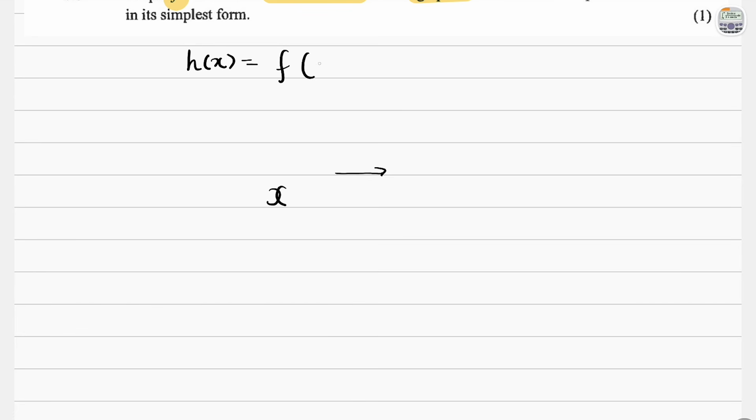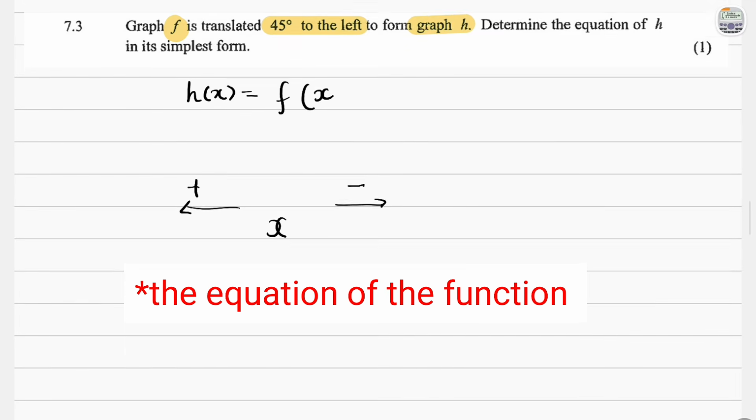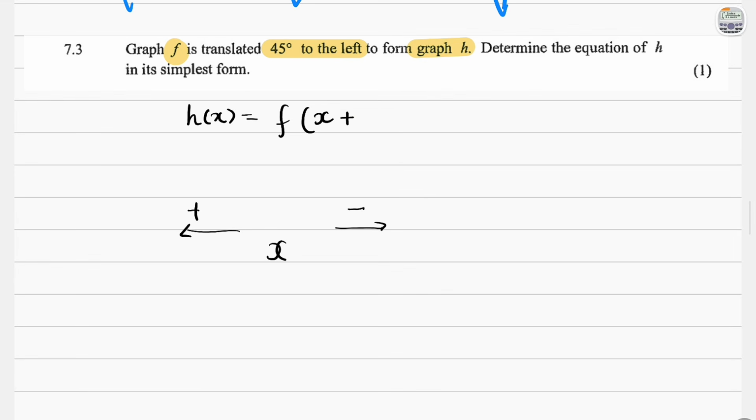And so we're going to say f of x, and then say whatever happened to all the x values of this graph. When shifting to the left, please note that you're going to say plus. So x plus whatever that shift was. If it's moving to the right, you're going to say minus. This applies when you are applying it to the graph. Because they said it's shifted to the left, we're going to say plus 45 degrees.